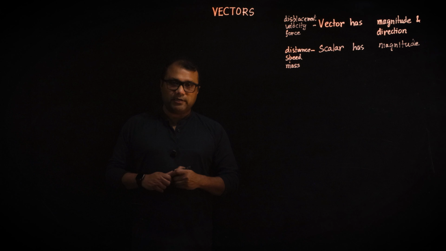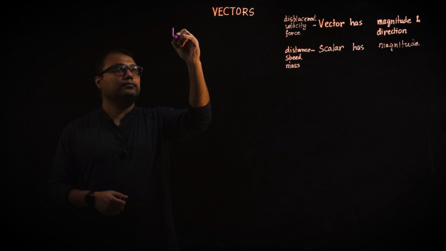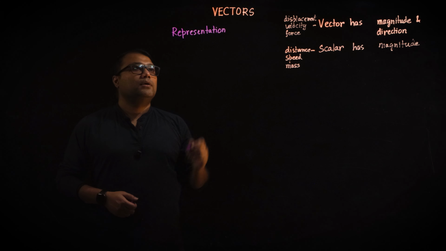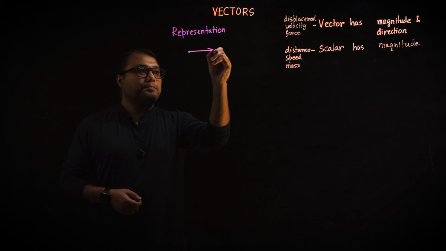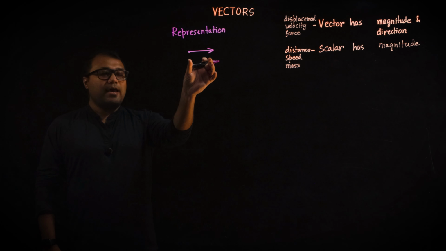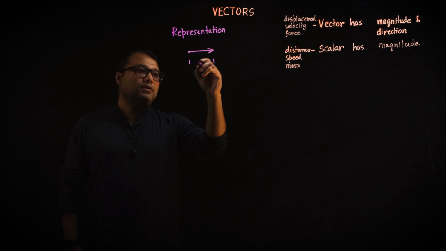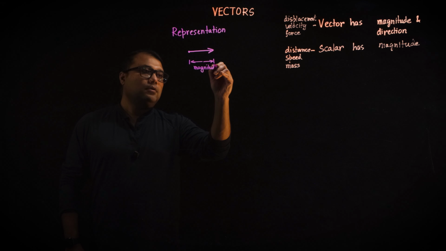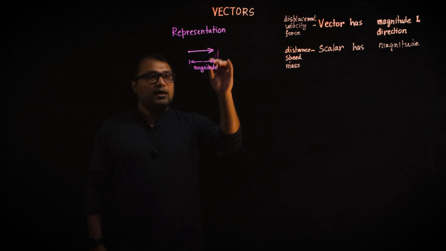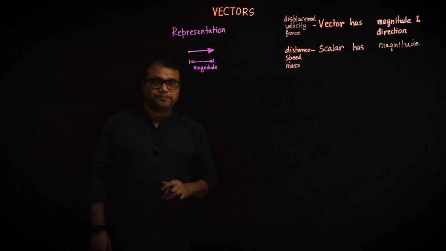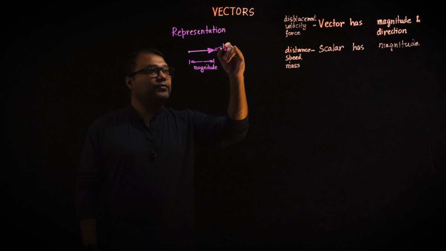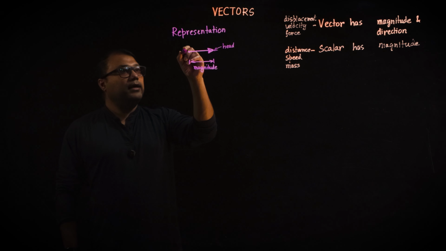Next, let's talk about vector representation. Vectors are represented by arrows. The length of the arrow gives me the magnitude, or it is representative of the magnitude, and the arrow itself is the representation of the direction. This is called the head of the vector, and this is called the tail of the vector.